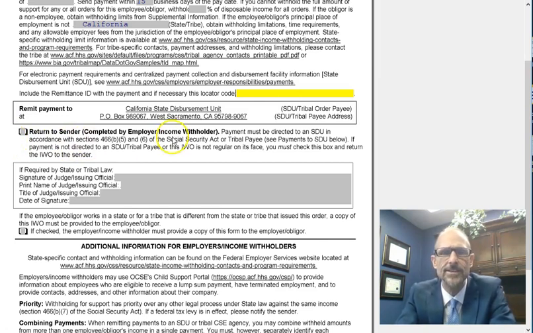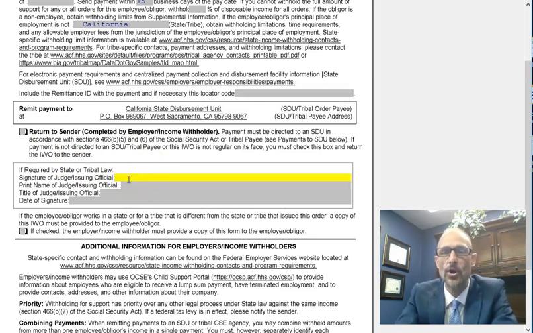Return to sender. I'm looking at this. I don't mark this. If payment is not directed to SDU, that's the State Disbursement Unit, or this income withholding is not regular on its face, you must check this box and return. Okay, so that's a box that the employer is going to check. That's why we don't mark it. You're not going to mark that. So that's a box the employer is going to mark if there's some problem with this order. So make sure you do it correctly.